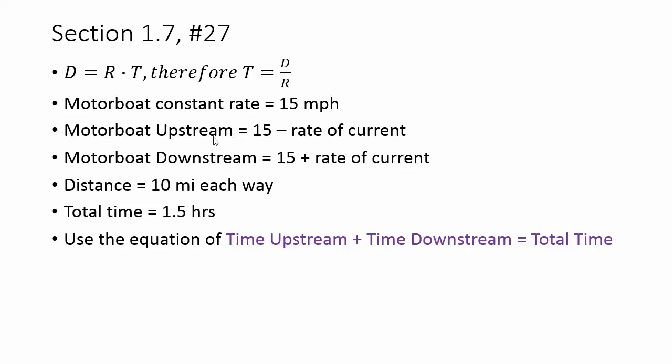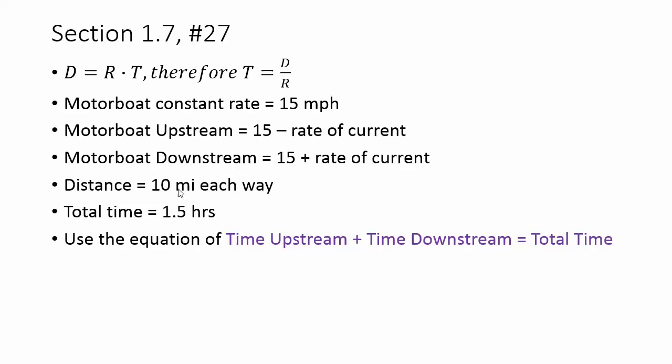So upstream, this motorboat will be going slower because the current will be pushing against the motorboat. So that would be 15 minus the rate of the current. Downstream, the motorboat will be going faster because the current will be going with the motorboat. So that will go 15 plus the rate of the current.